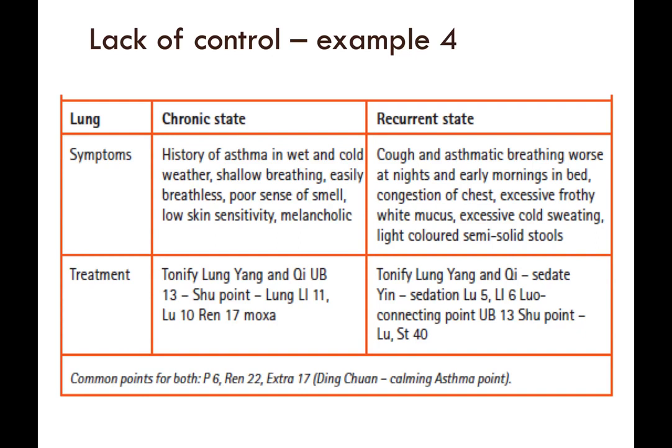Common points for both the chronic state and the recurrent state are pericardium 6, REN 22, and extra 17, which is Dingchuan, the calming asthma point.